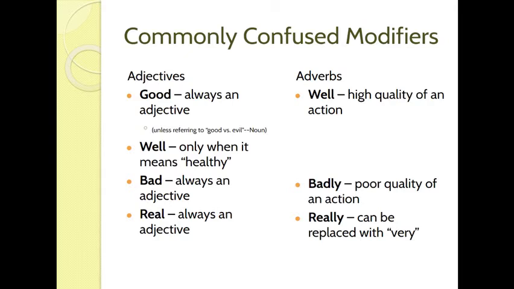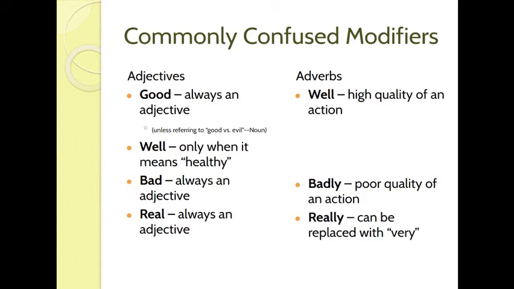Well is an adjective only when it means healthy. And so if you're trying to decide between good and well, one way to check whether you should use well or not is if the word healthy works in that place where you have the word well. I don't feel well. I don't feel healthy. Then well is the correct word. If healthy makes sense, well is the correct one. Bad, again, always an adjective. Real, always an adjective. Again, if it's an adjective, it has to be describing a person, a place, a thing, or an idea. Okay? You can't do bad unless it's the opposite of doing good. It's like doing evil. Okay?